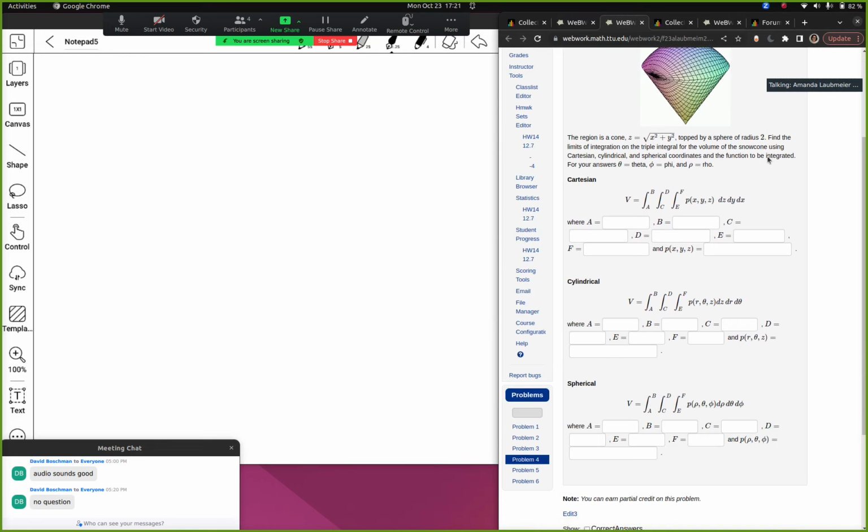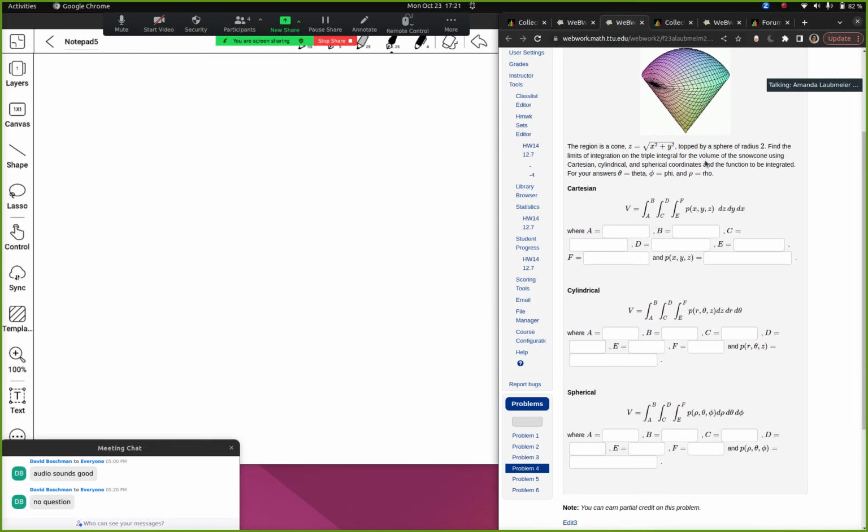So next request was for problem 4. We're told that we have a cone given by this equation topped by a sphere of radius 2. Again, I'm going to draw it.